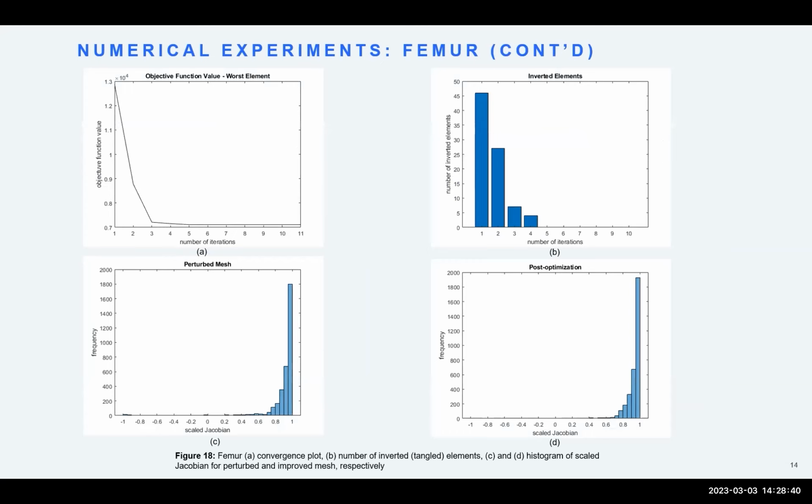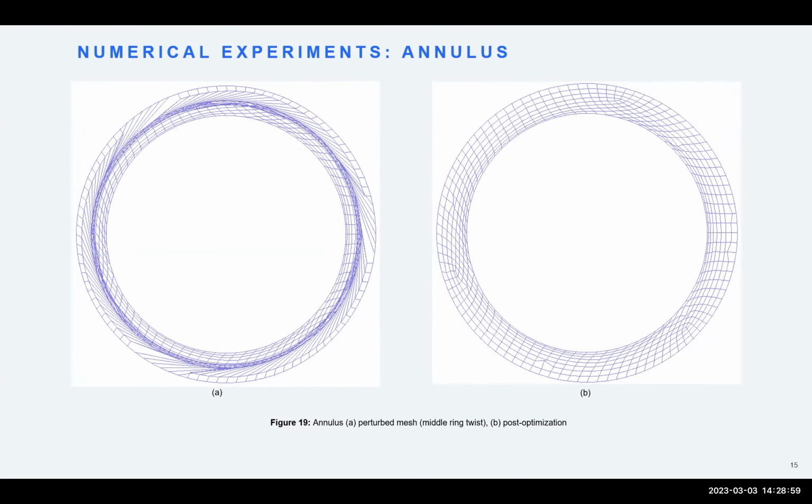Number of inverted elements are decreasing. You look at the histograms, there are inverted elements here, but after optimization, the number of elements that have the value of 1, which is the ideal element value, has increased, and also we don't have any more inverted elements. Here's the interesting case.